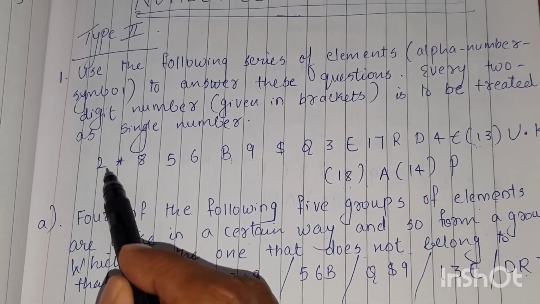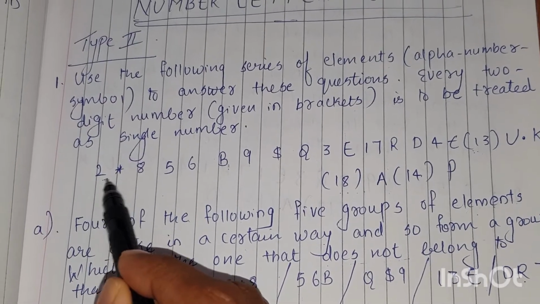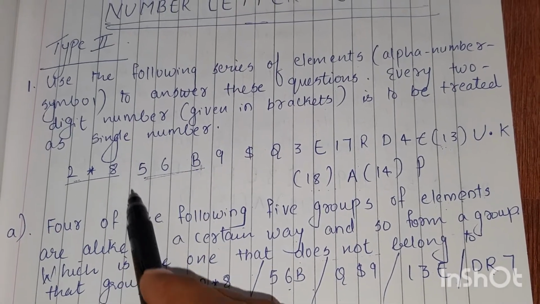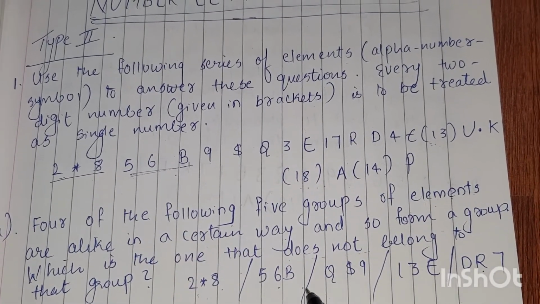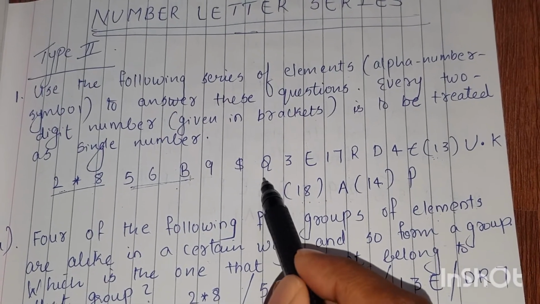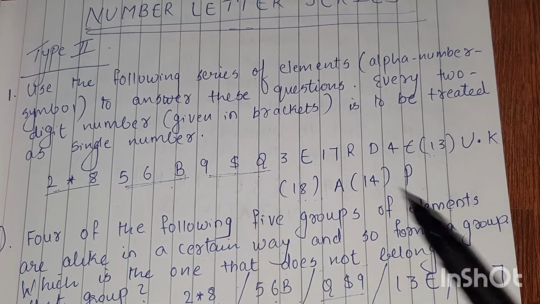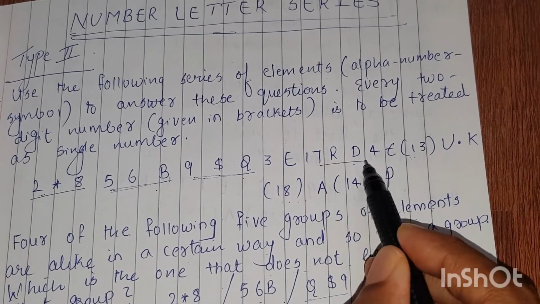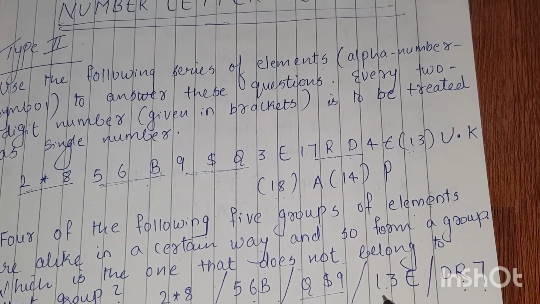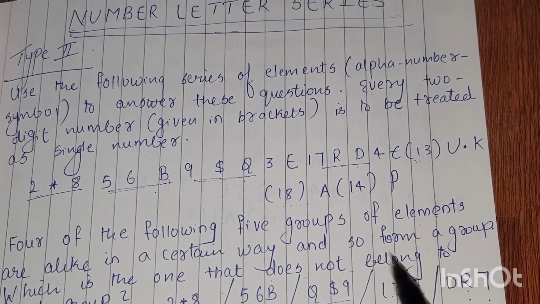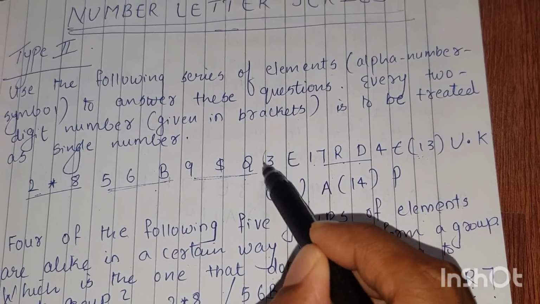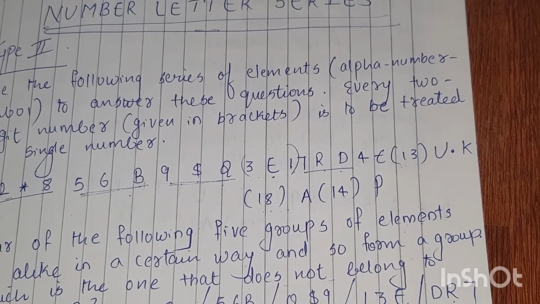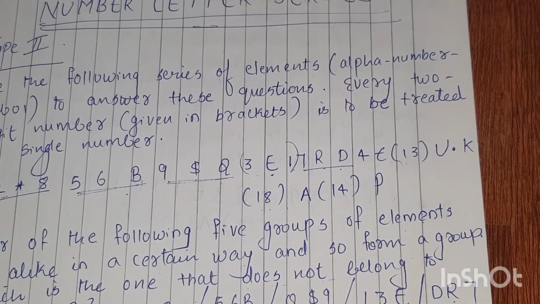2 star 8, in the given series, yes, it is there, 2 star 8. Then 5 6b, again 5 6b, that means consecutive terms are there. Then q $9, it is also a consecutive term. Then dr7, it is also a consecutive term. But 13e, this is not a consecutive term because after 1 it should be, but it is written as 3 in the option. Other 4 options are consecutive.